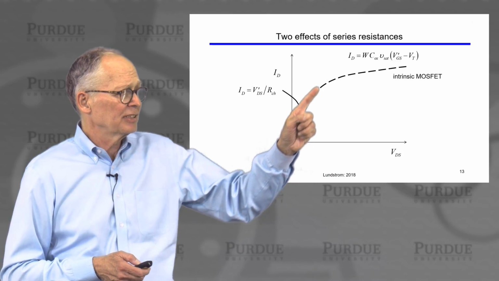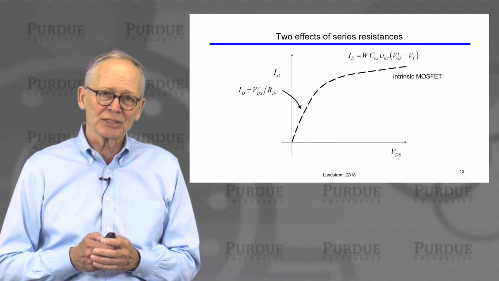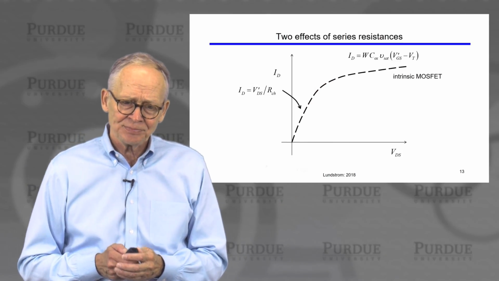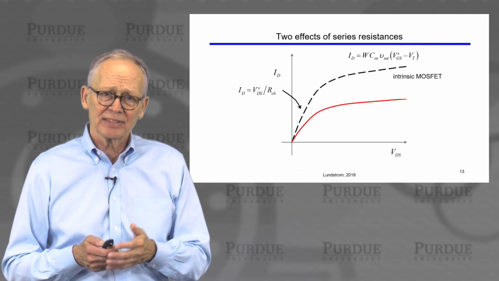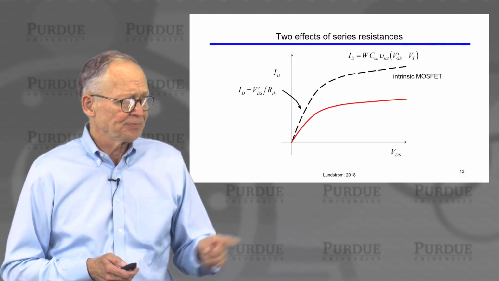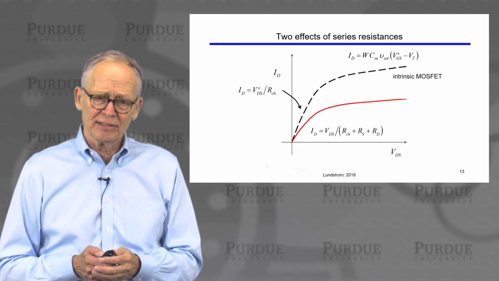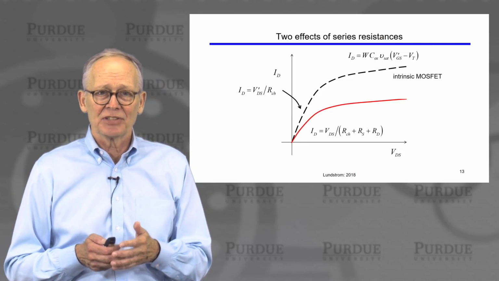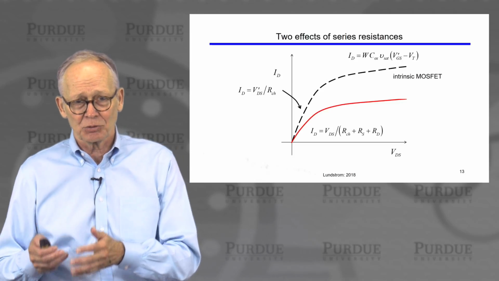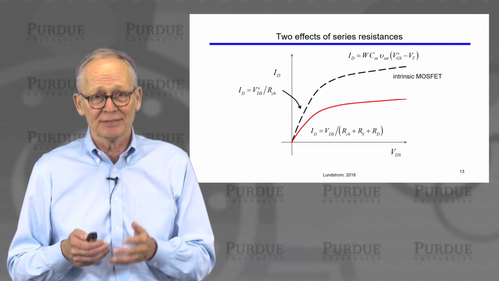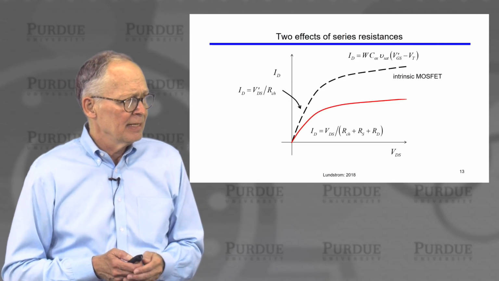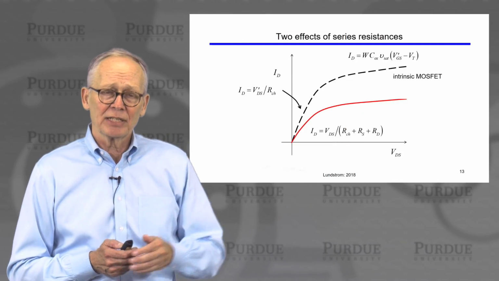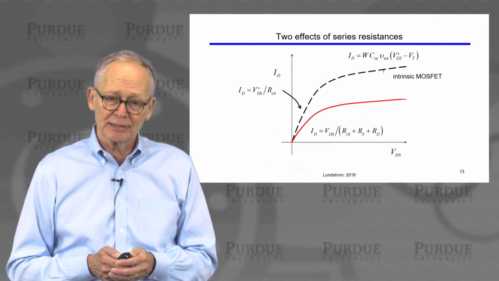Well, if this is an intrinsic MOSFET, some ideal MOSFET with no series resistors, if we actually have series resistors, we'll measure something like this. Down in the linear regime, we're not just going to have the channel resistance, we will have the channel resistance plus the source series resistance and the drain series resistance. Now, up in a saturated regime, we also have less current.